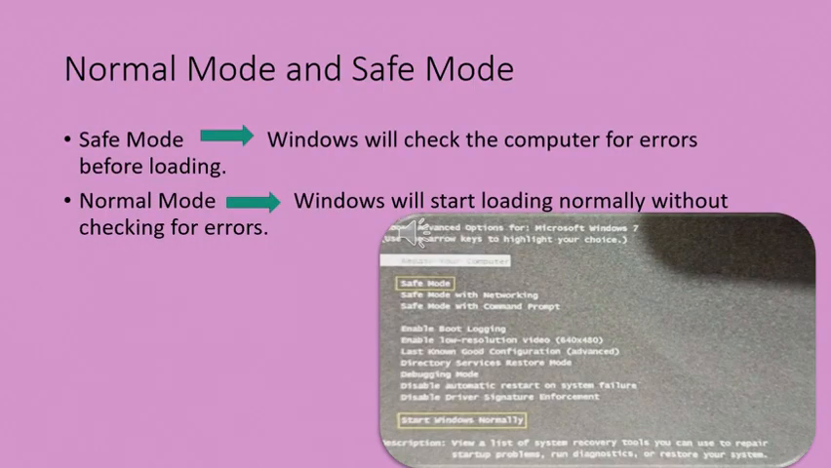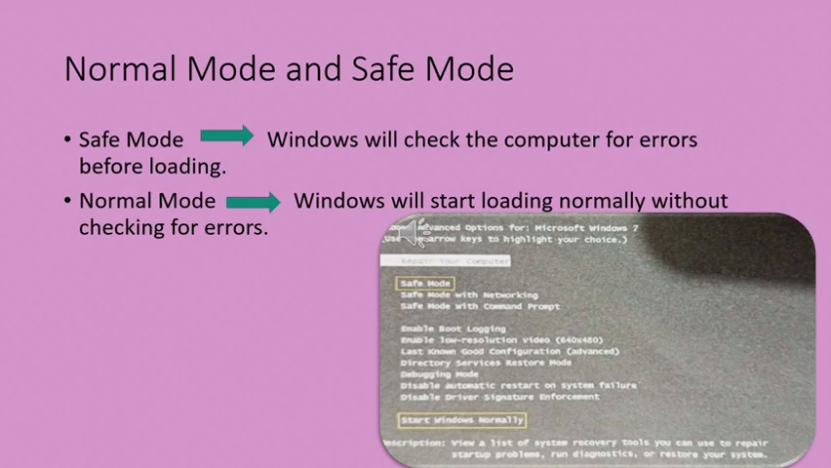Then, normal mode and safe mode. Safe mode means Windows will check the computer for errors before loading. Normal mode means Windows will start loading normally without checking for errors. In safe mode, the computer checks the errors first, then opens the computer. In normal mode, it opens the computer normally without checking the errors.